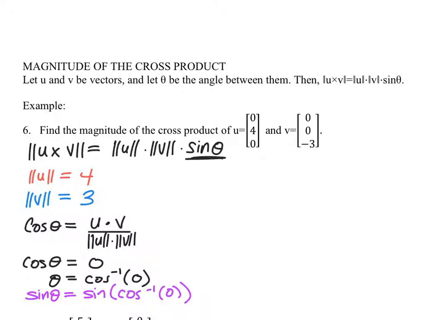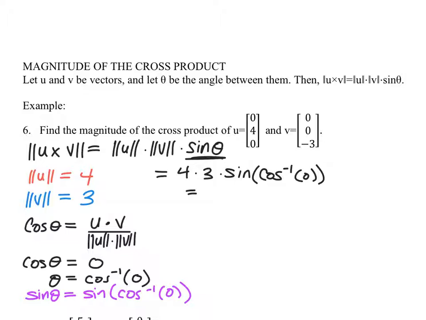That's assuming you want it to be more of a calculator type problem. Right, so if I do that, then I'm just looking at 4 times 3 times the sine of the inverse cosine of 0. And again, something that's very, very calculator ready.